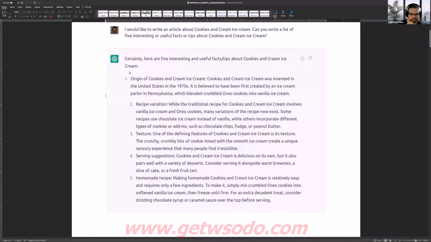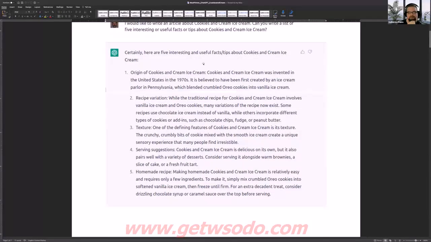And it says certainly. And so now this time we have the fact that cookies and cream was invented in the United States in the 1970s. So hopefully you guys are seeing, not in real time, but you're seeing how it just makes stuff up, which is why you always cross-reference with Google. Or if you're using Jasper, make sure you have the cross-reference with Google thing on, where it shows you sources.